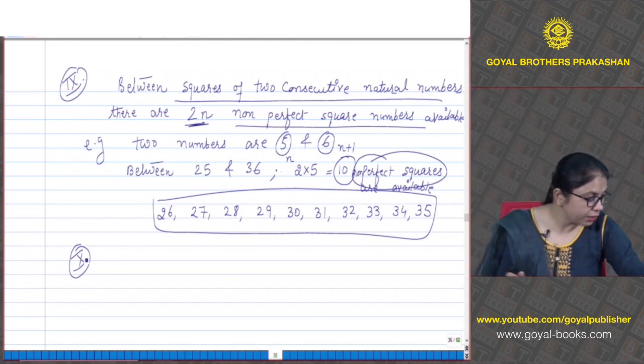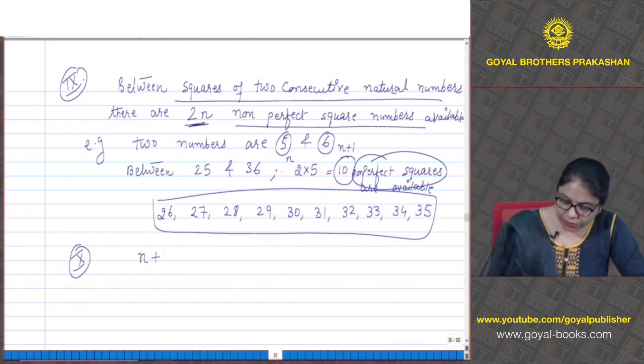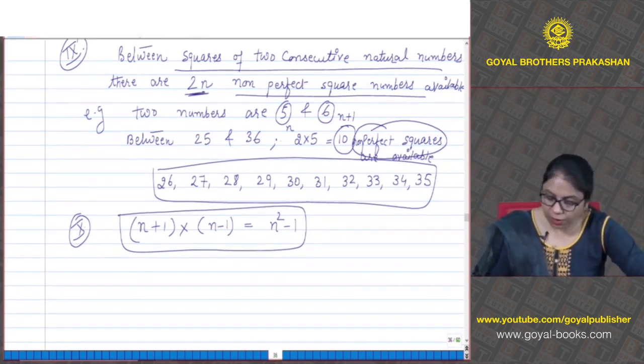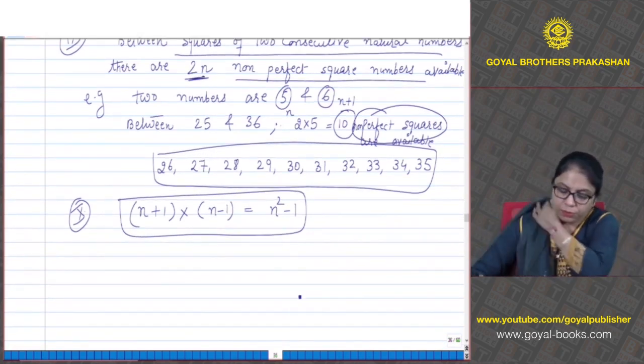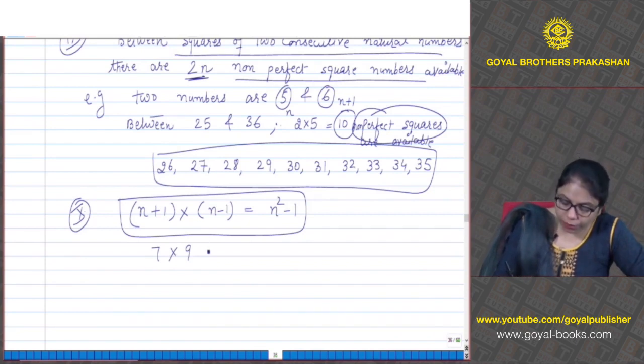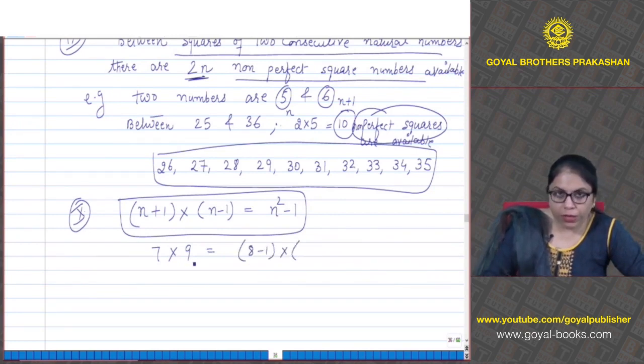Our next property is (n plus 1) multiplied by (n minus 1). This is n square minus 1. So we will now apply this property. Suppose we are taking two consecutive odd numbers, 7 and 9. These are the two consecutive odd numbers. How can we write 7? We can express it as 8 minus 1. And how can we write 9? This is 8 plus 1.